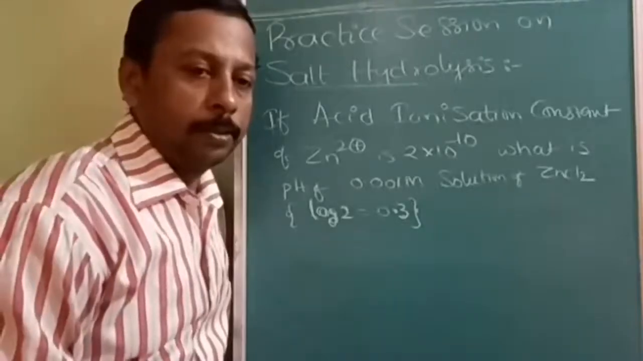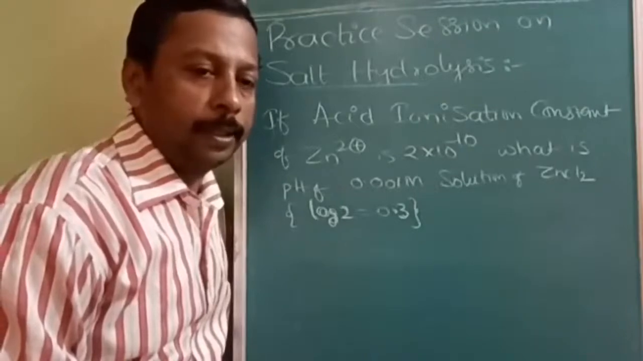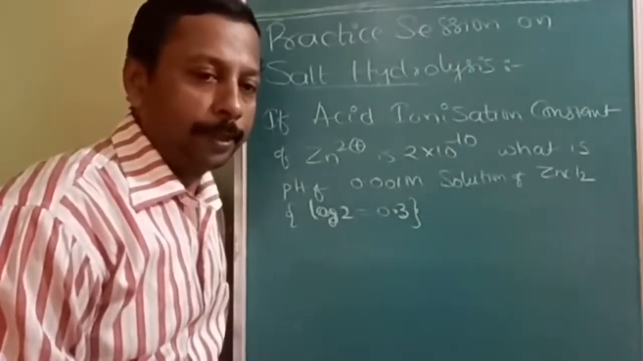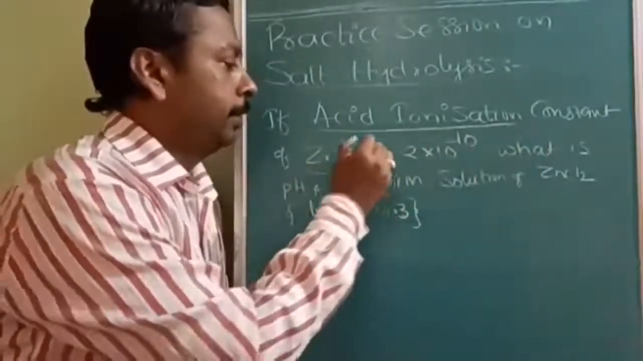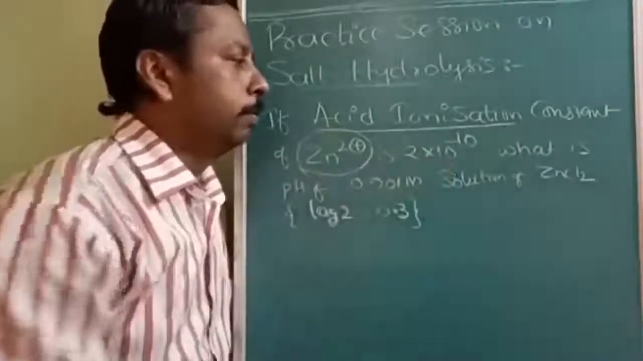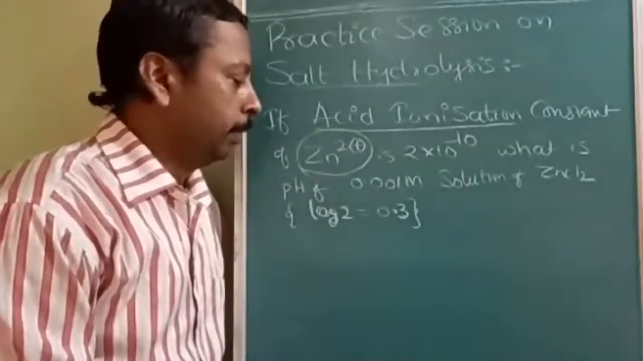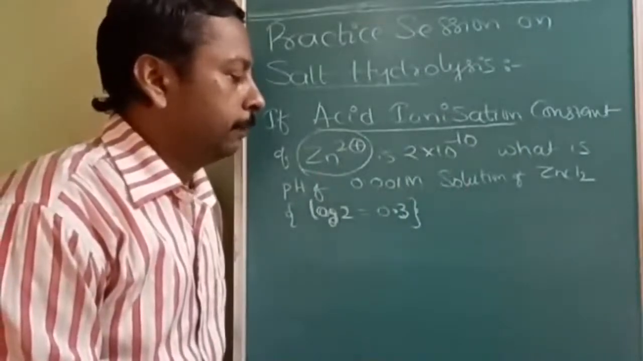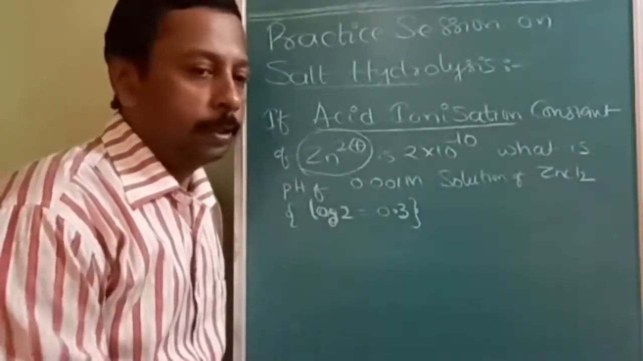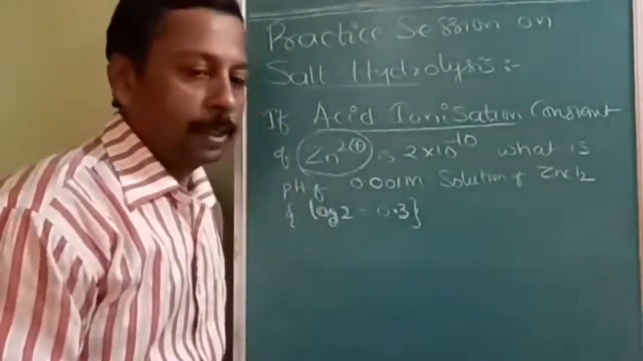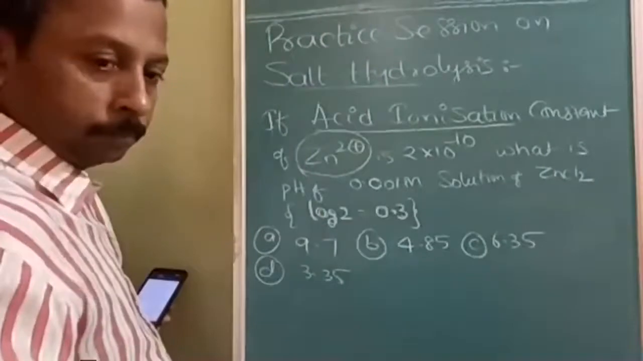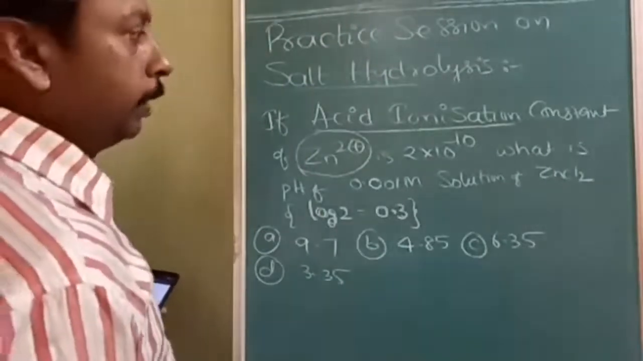Okay, next question. Acid ionization constant, very, very important. The acid ionization constant of Zn2+ is 2 into 10 to the power of minus 10. What is the pH of a 0.01 molarity solution of ZnCl2? All of you try, then I will explain.